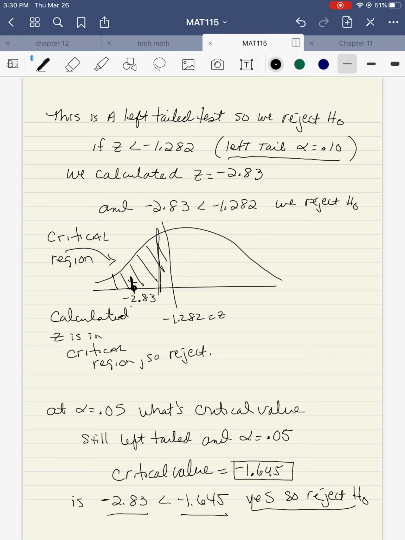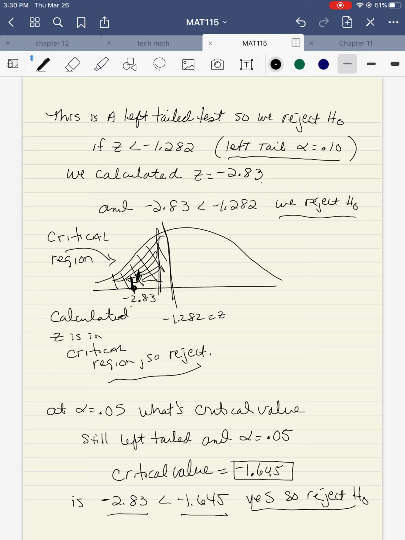We calculated the test statistic to be negative 2.83. So negative 2.83 is less than negative 1.282, so you reject the null hypothesis. Here you set up your critical region at negative 1.282. All of this to the left becomes the critical region. The test statistic is negative 2.83. It's within the critical region, so you are rejecting.